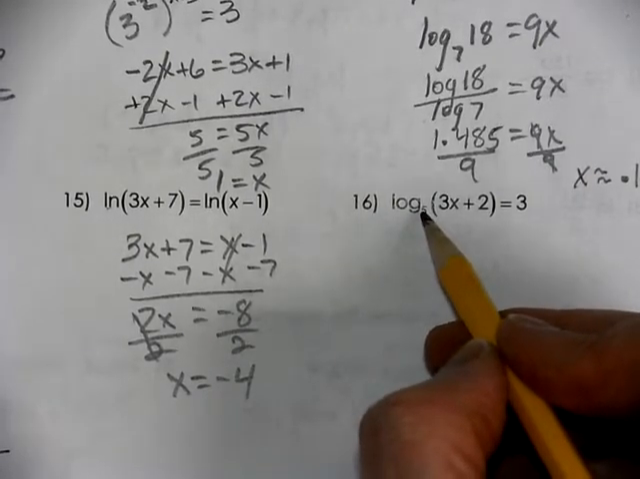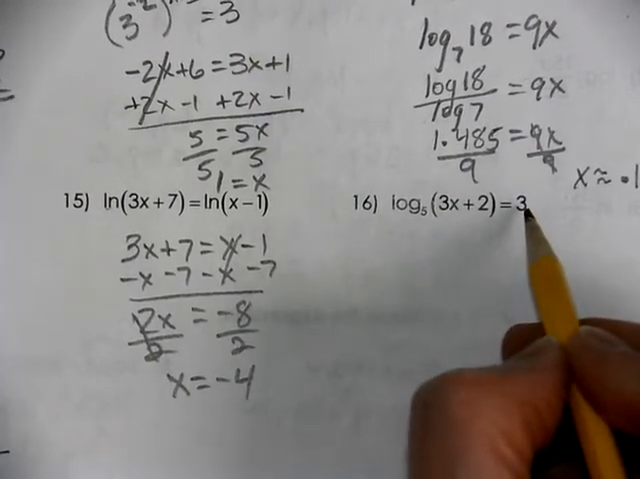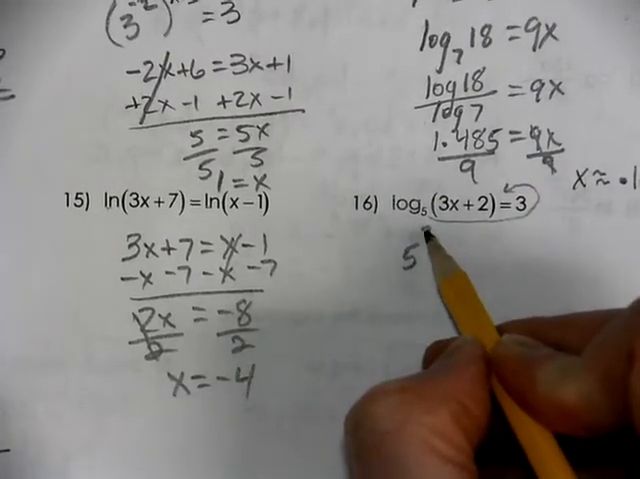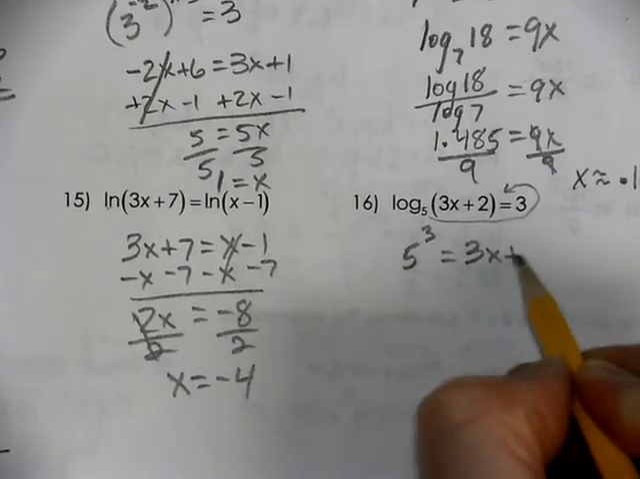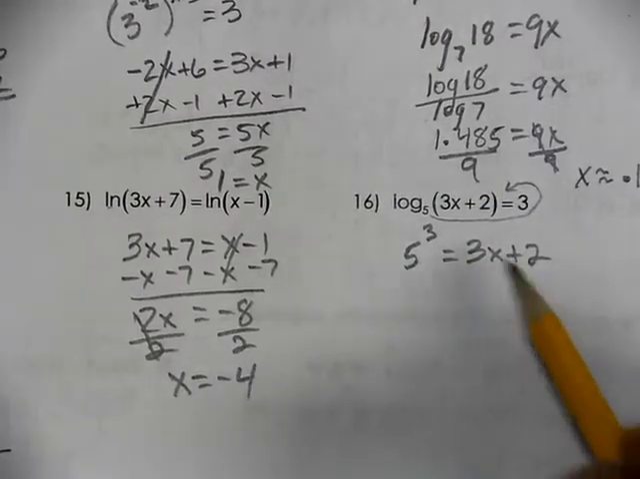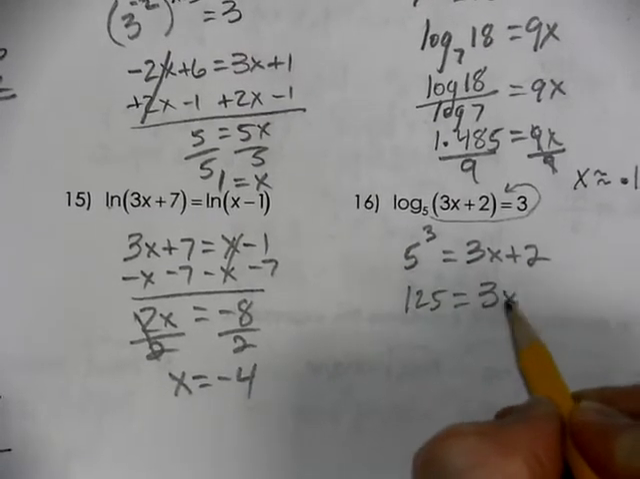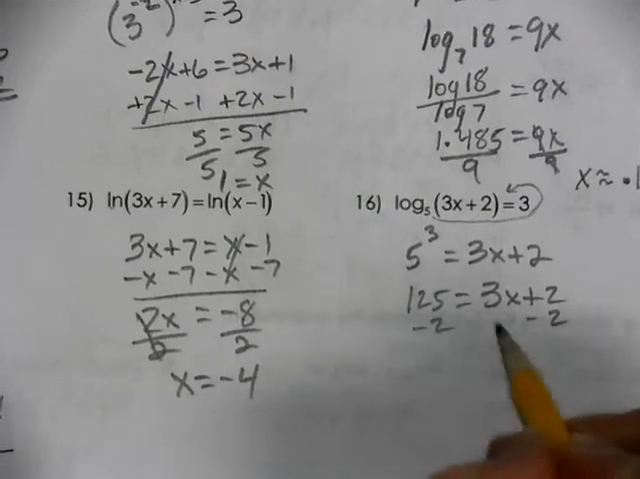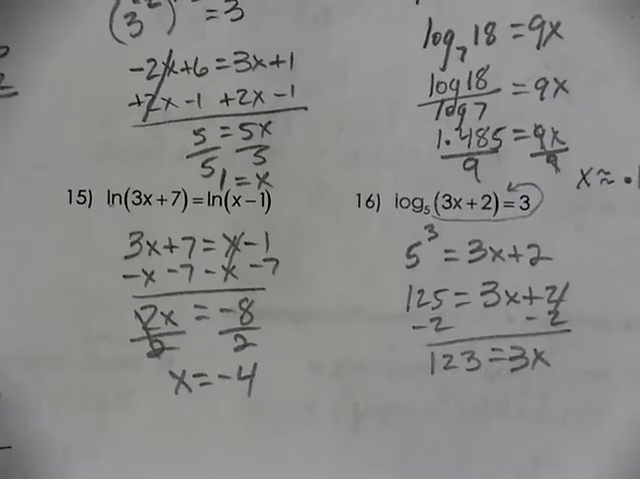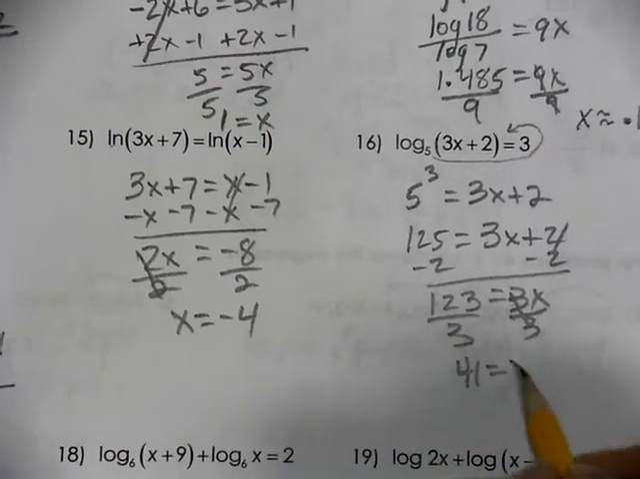Here we have a logarithm, not on both sides. We have a logarithm that equals an integer, so we're going to turn this into exponential form. 5 to the 3rd power equals 3x plus 2. We don't need the logarithm to solve for the exponent because we know what the exponent is, so no need for a logarithm. So this is 125. We'll subtract 2. We divide by 3. We get 41.